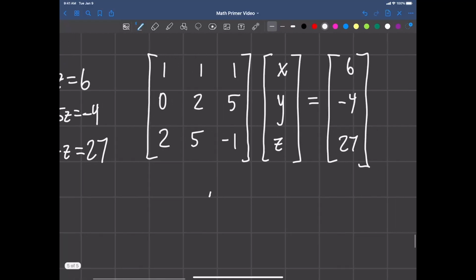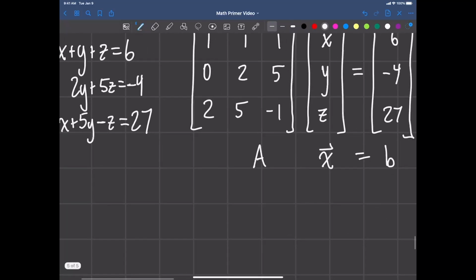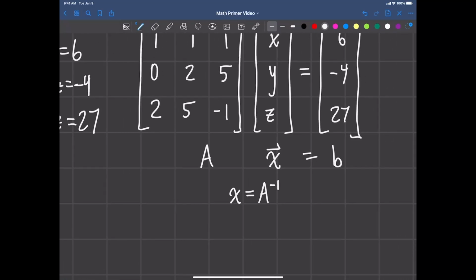This is A multiplied by X equals B. So you can multiply these two matrices together and notice how they're formatted to represent the system of equations. You can go ahead and do that for practice. Multiply the matrices together and see how they represent this system of equations. The solution to Ax equals B is X equals the inverse of A times B.